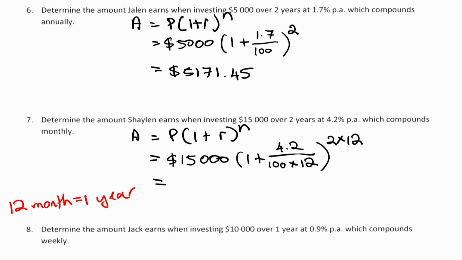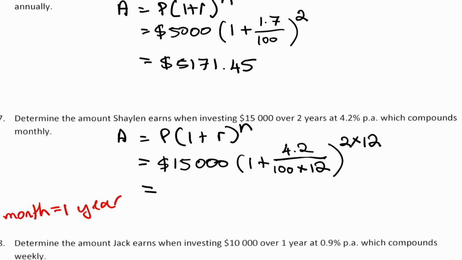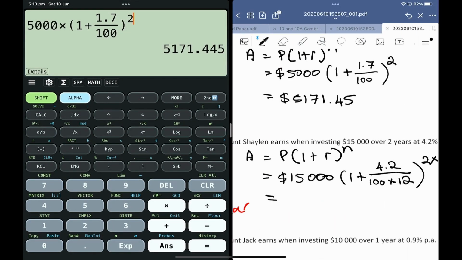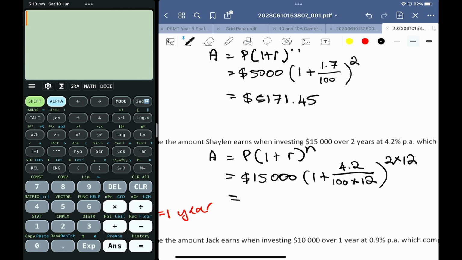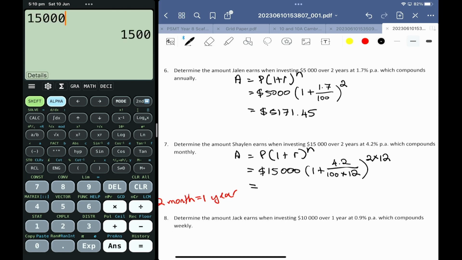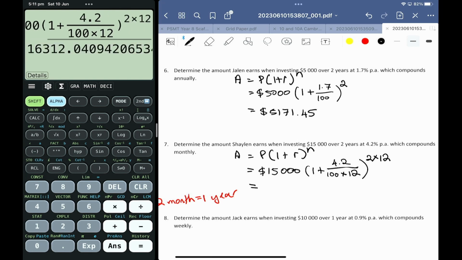And that will give us, when we plug this into the calculator, $15,000 times 1 plus 4.2 over 100 times 12 months to the power of 2 years times 12 months, giving us a total of $16,312.04 to the nearest cent.